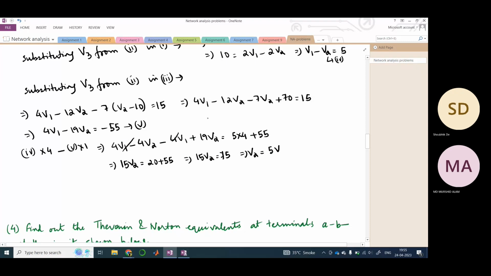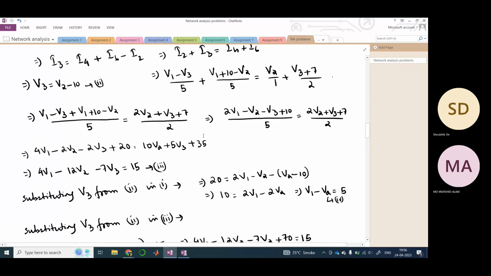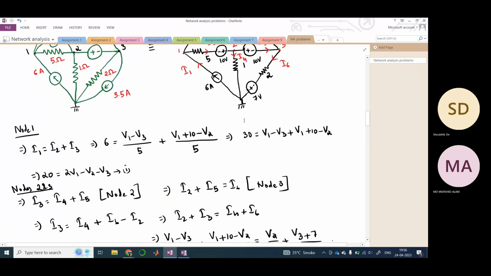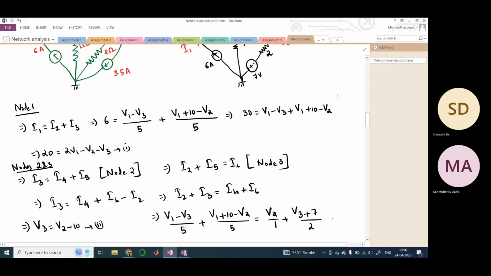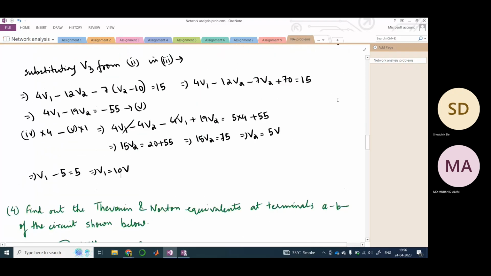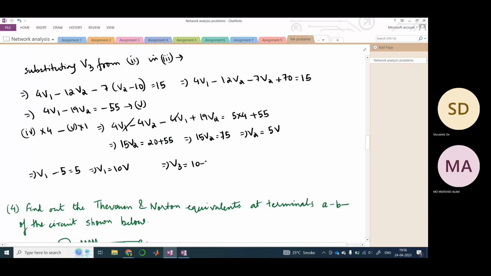Once you get that, this becomes very simple. So V1 would be what? If we substitute in this equation, this would be equal to 5. So V1 would be 10 volts. And you also know the V3 equation, right? So V3 is 10 minus V2. Very simple. So V3 is 10 minus V2, and this is 5 volts. So these are the three node voltages that the question has told you to determine.